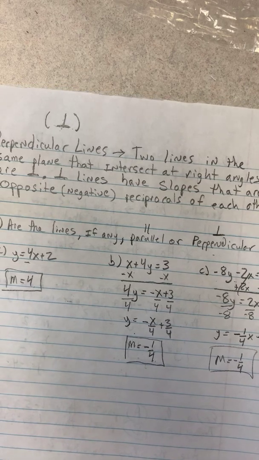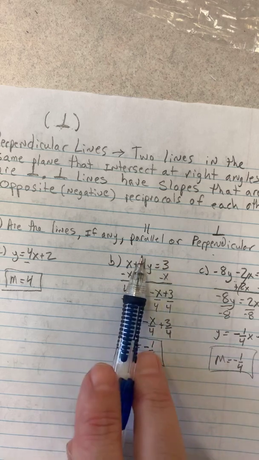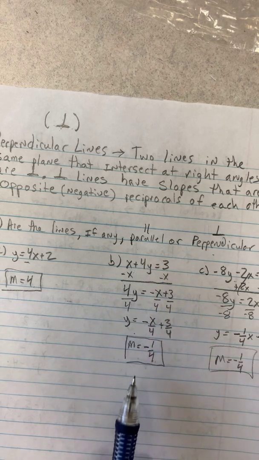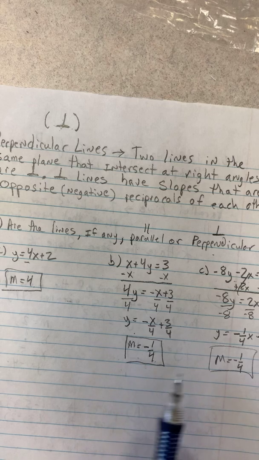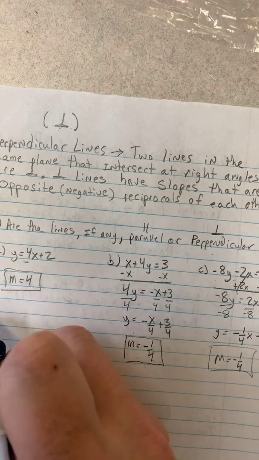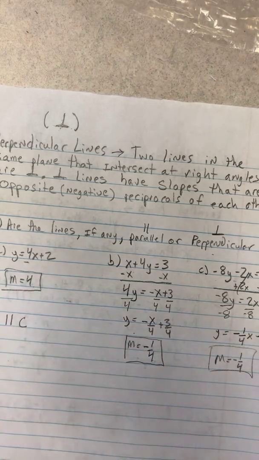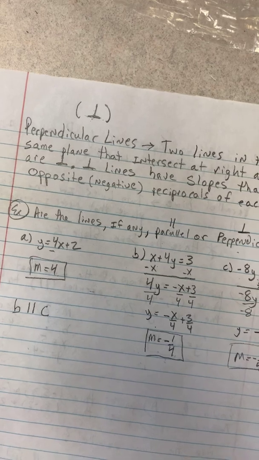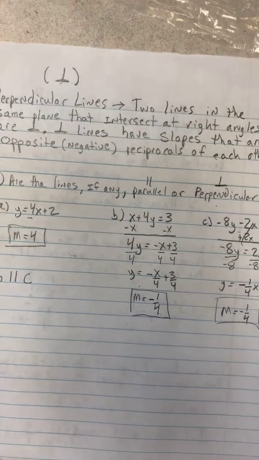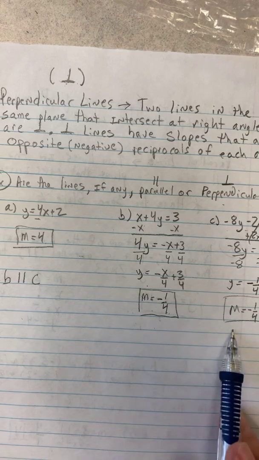Let's see. Are any of these parallel? Well, parallel lines have to have the same slope. B and C have the same slope. Here's how we write it. B is parallel to C. B is parallel to C because they have the same slope.